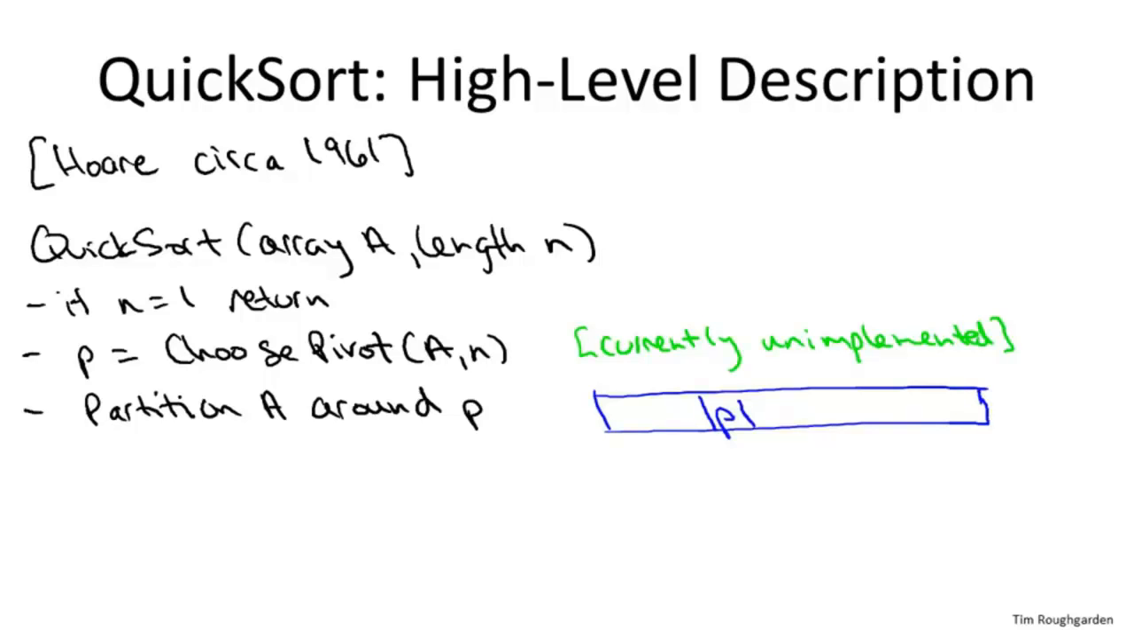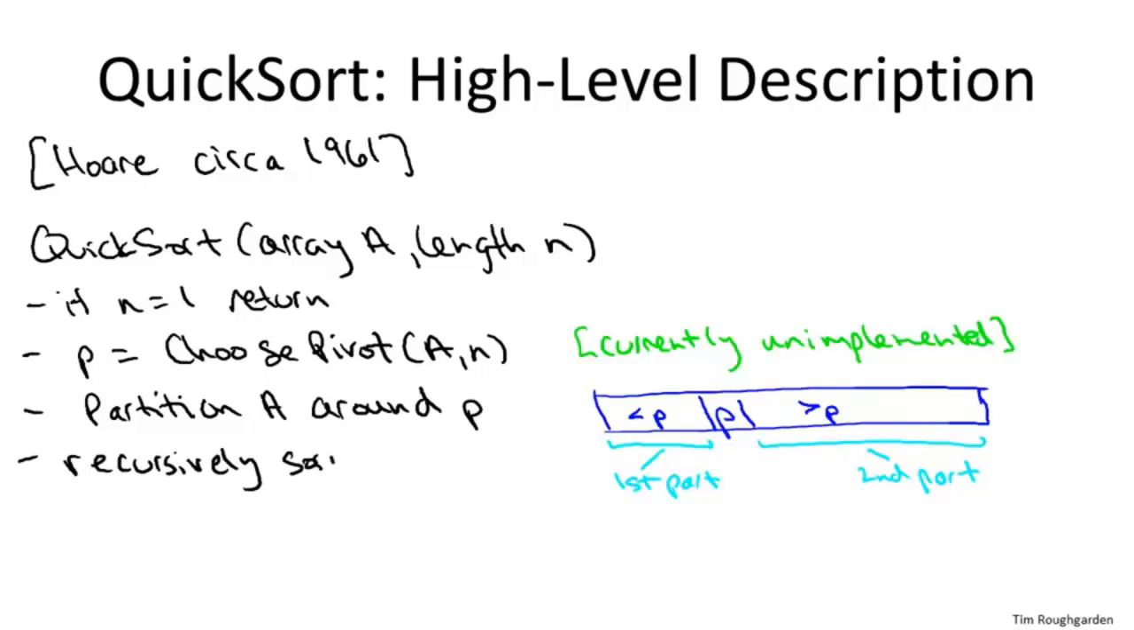And now all you have to do to finish up is recurse on both sides. So let's call the elements less than p the first part of the partitioned array, and the elements greater than p the second part of the partitioned array. And now we just call quicksort again to recursively sort the first part and then to recursively sort the second part. And that is it. That is the entire quicksort algorithm at a high level.